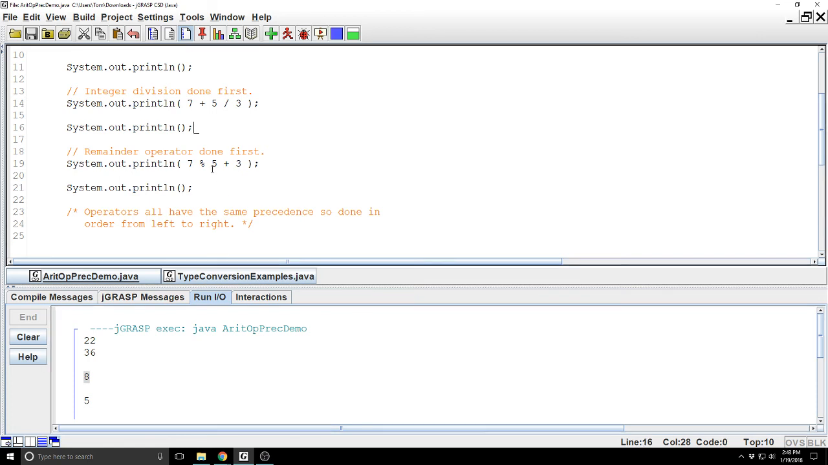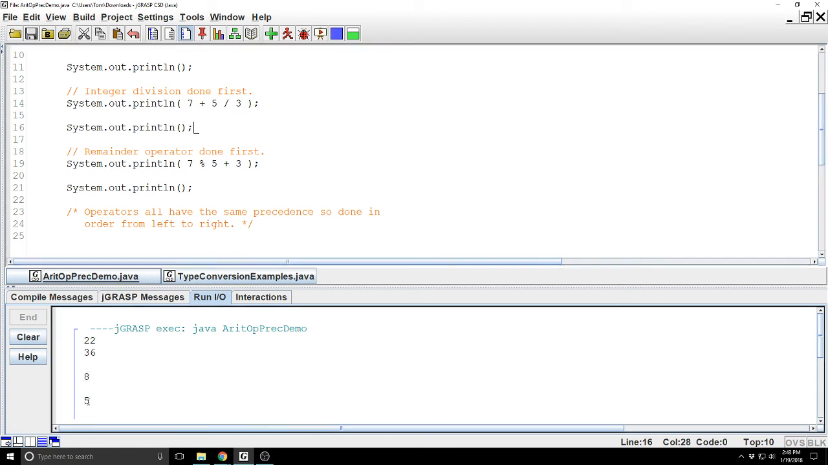Next up is this example here: 7 remainder 5 plus 3. Once again, I am going to scan through this from left to right, looking for any multiplication, division, or remainder operators, and I'm going to do those as I come across them. As I'm scanning through, I find this remainder operator, so I'm going to go ahead and do that. 7 remainder 5 is 2, because 5 goes into 7 one time without going over, and 5 times 1 is 5. That leaves you with 2 left over. So that would be 2 plus 3, which comes out to be 5.